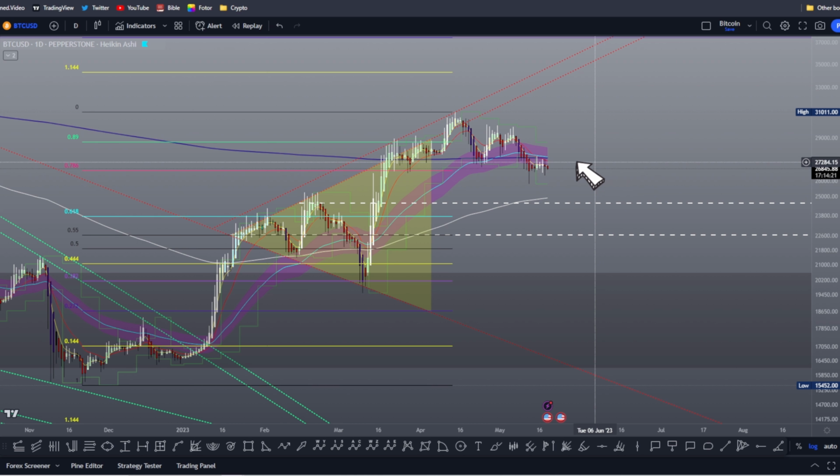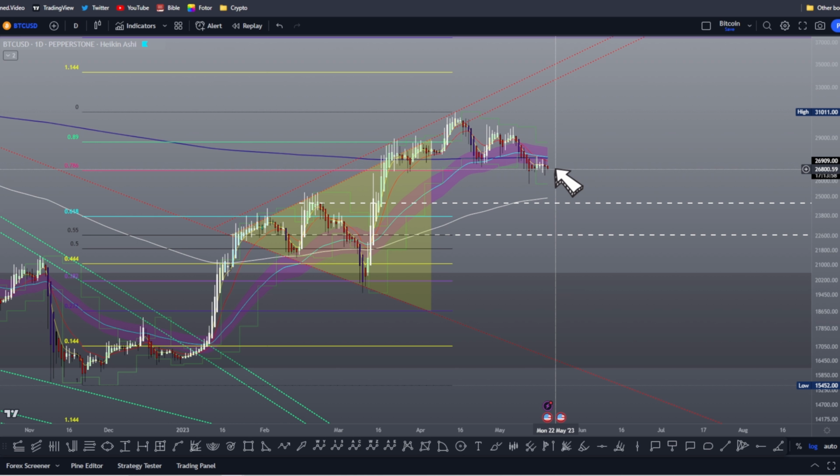Just to point it out though, if we look at this 800 estimated moving average, this darker blue or purple one, you can see that as we've been going sideways here, we've basically been bumping our heads on it. Right now we are below every single one of the moving averages apart from this 50 EMA, obviously. So this isn't looking good either.